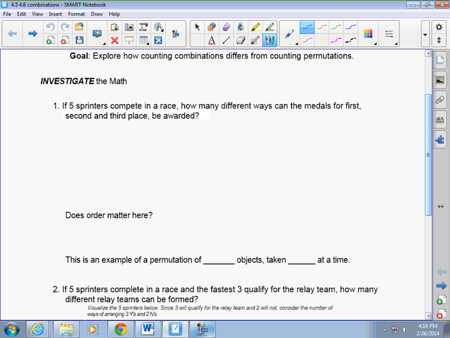It says, if 5 sprinters complete a race, how many different ways can the medals for first, second, and third place be awarded? If you think of your spots, you have your first spot, your second place, and your third. As they come in, there are 5 possible people that could go in first place, 4 possible people for second, and 3 for third. So this is 60 ways.